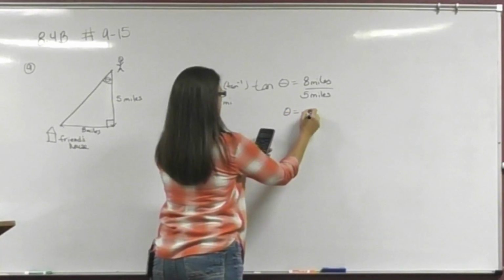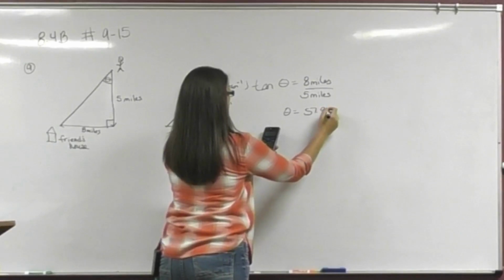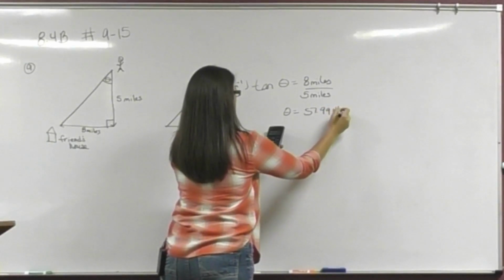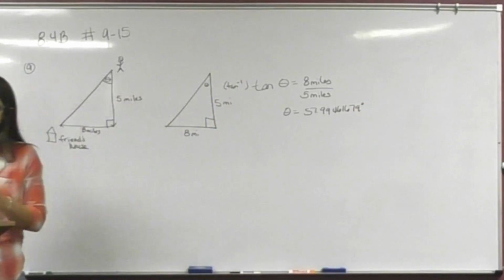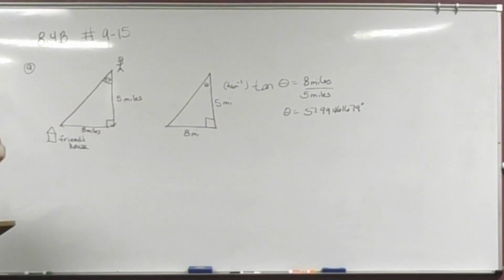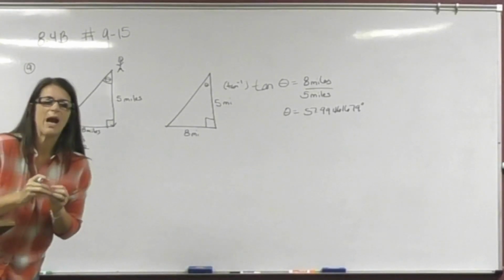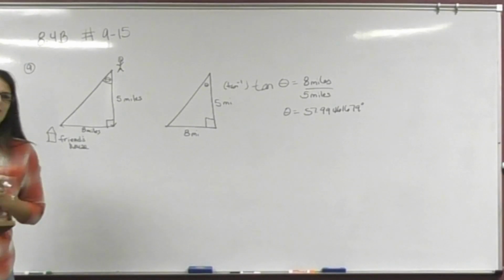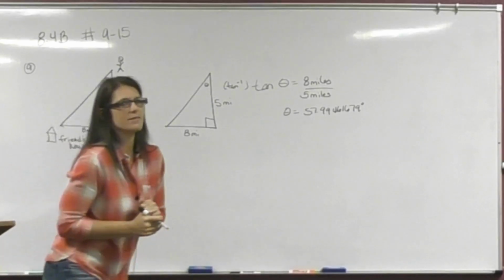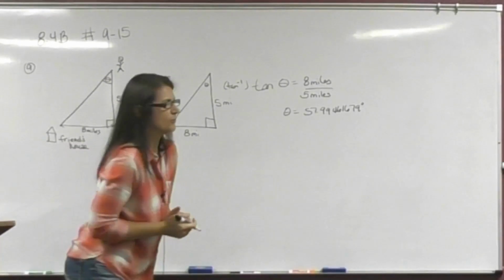Theta equals 57.99461679 degrees, okay? So now I need to look at my directions and follow instructions as far as rounding goes. The instructions say to round answers to 2 decimal places. So it's really important that I follow directions.